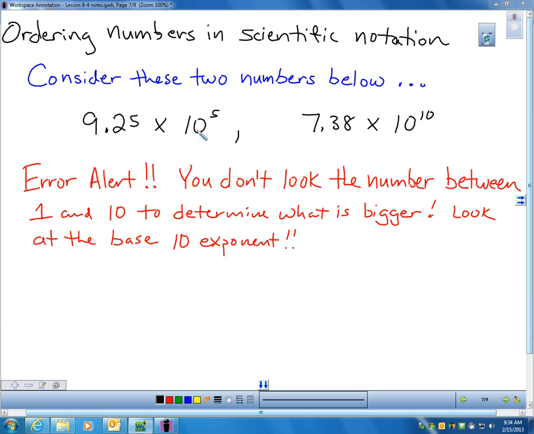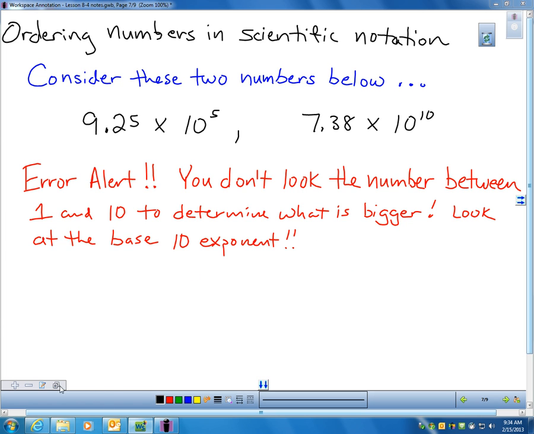Now think about it. 10 to the 5th is 100,000. This is like having 900 thousandths. 10 to the 10th is 10 billions. This is like having 7 10 billions. The fact that I have a 9 here and a 7 here doesn't make this bigger. This is 900 thousandths, and this is 7 10 billions. Obviously, 10 billions is way bigger. You have to look at the base 10 to determine what is bigger.